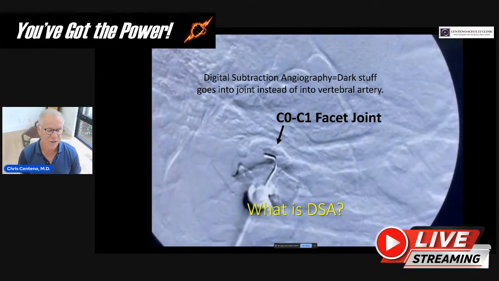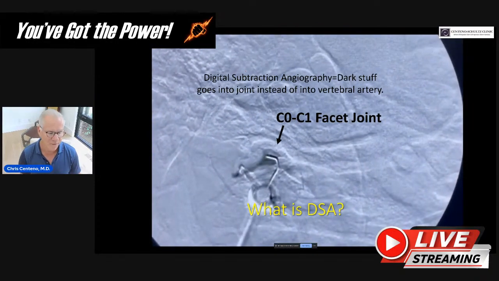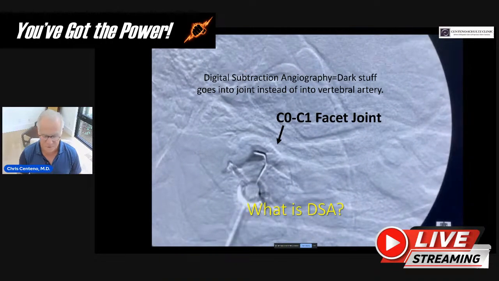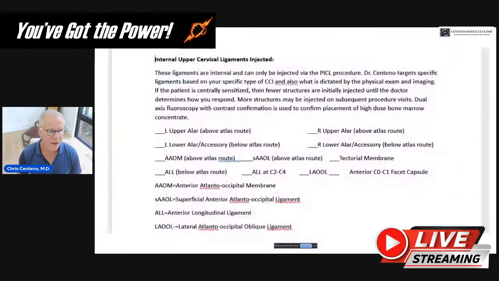And then this is just showing digital subtraction angiography, what the doctor sees when the injection is being performed. And now next we'll talk about internal upper cervical ligaments here. So you can see we've got them all listed here. These are ones that we would do during the PICL procedure.